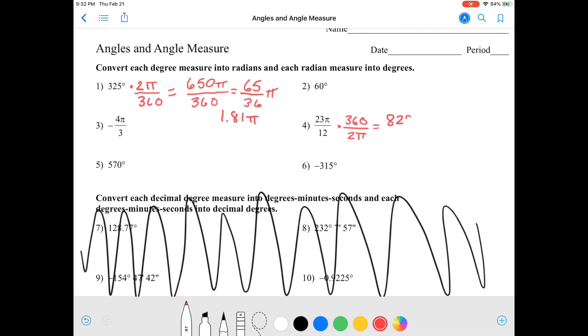So 23 pi times 360 gives us 8,280 pi over 24 pi. Don't be intimidated by the large numbers. It'll actually divide nicely. So the pi's cancel out, and then we're going to do 8,280 divided by 24. And we're going to get 345 degrees. If you get a decimal for any of these answers, please just round to the nearest hundredth place, meaning you're going to round to 2 decimal places.